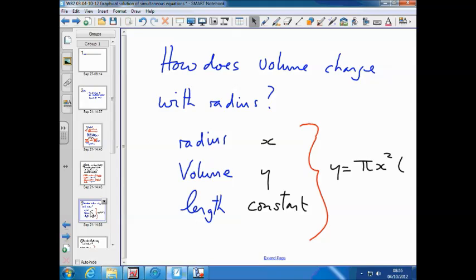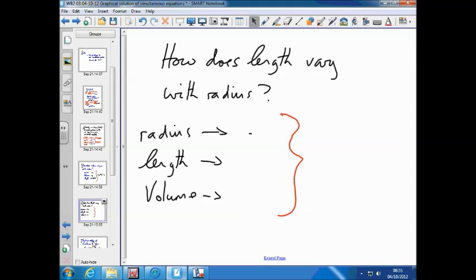So what about how does the length vary with radius? So this time, what's the independent variable going to be? Right, again, radius is the independent variable. How does the length change with radius? In other words, what happens to the length if I change the radius?